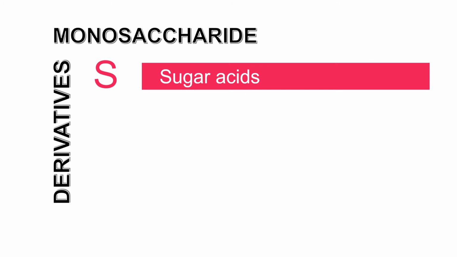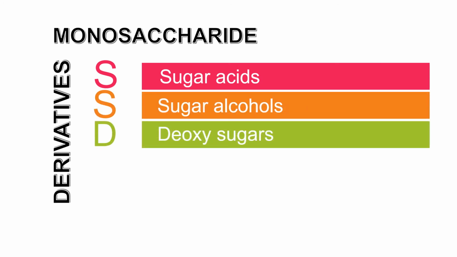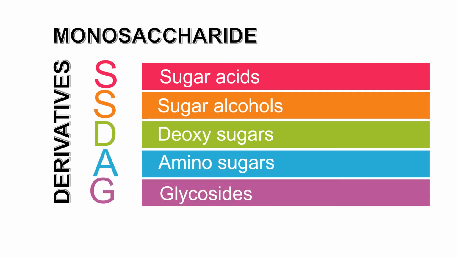Next, we will move into our main content. Because monosaccharides are abundant with hydroxyl groups, sugar molecules can form several types of important derivatives, including sugar acids, sugar alcohols, deoxy sugars, amino sugars, and glycosides.